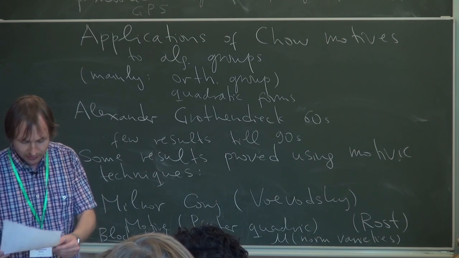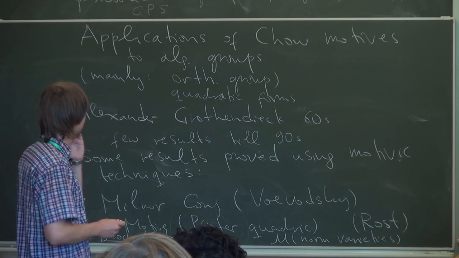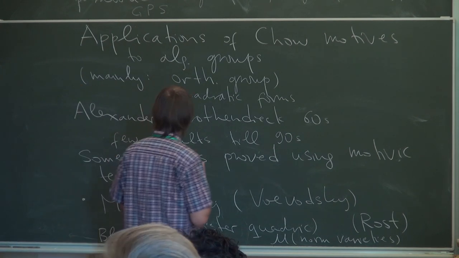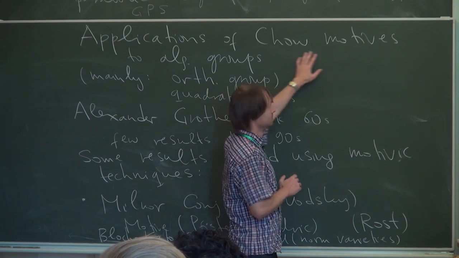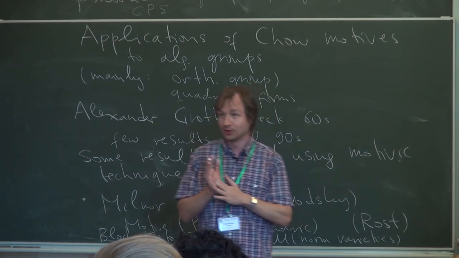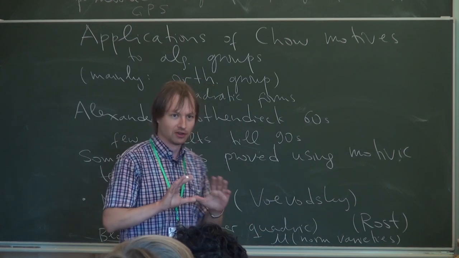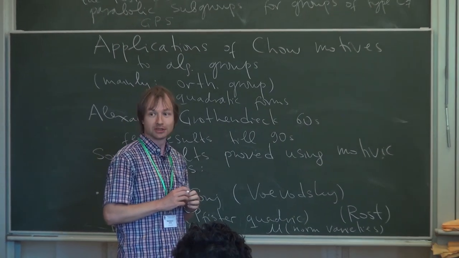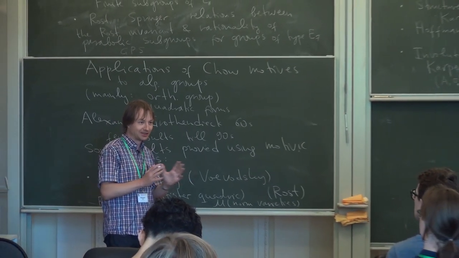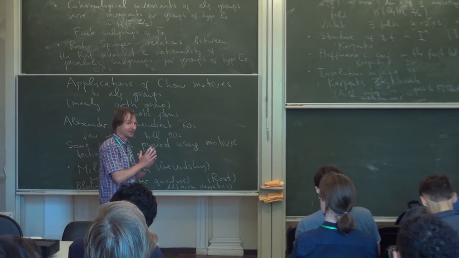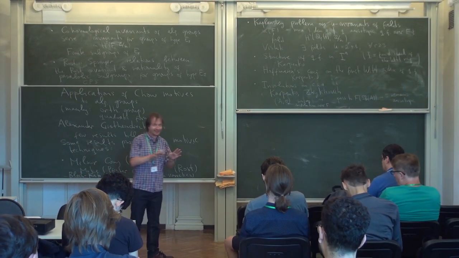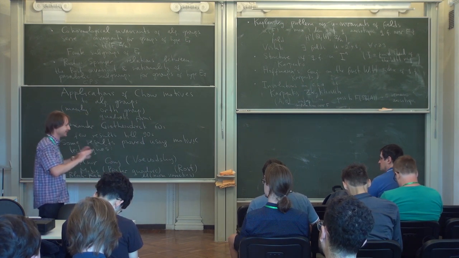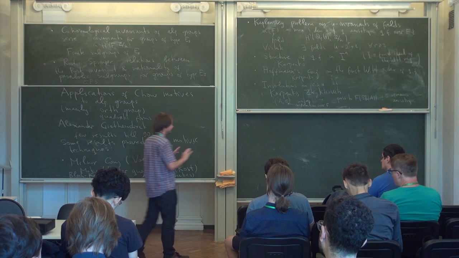Let me start first. You see what I need to do. I need to explain a little bit what Chow motives are, just without proofs. And also, I need to explain something about quadratic forms. And then I should combine them. The last part is the most tricky part, to combine so that everyone here will clearly understand, so that there is no miracle.